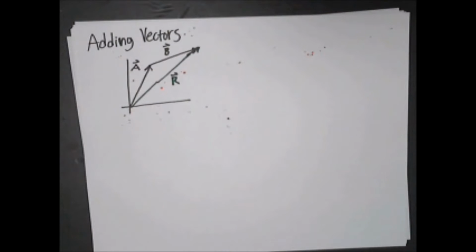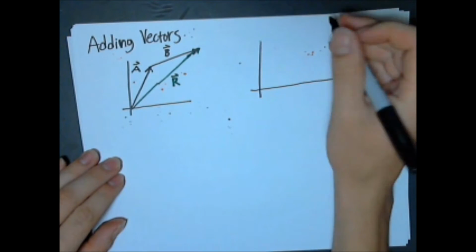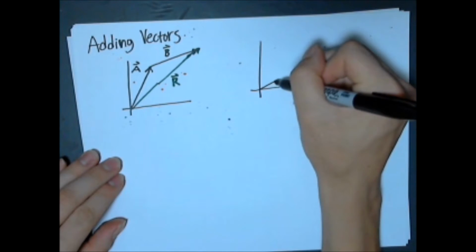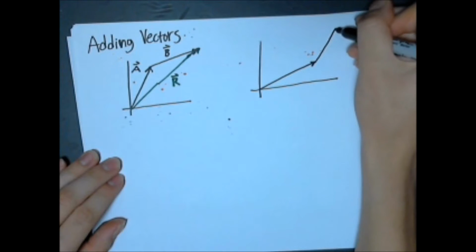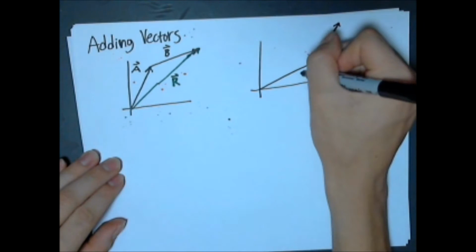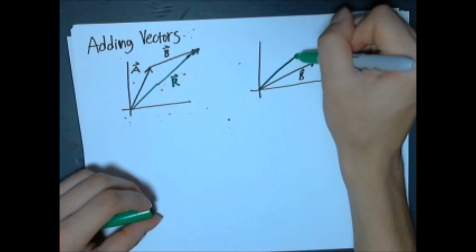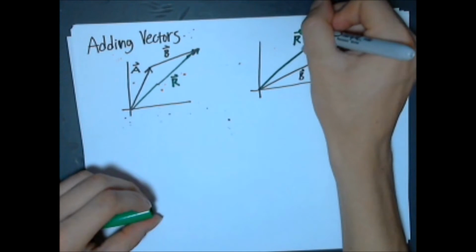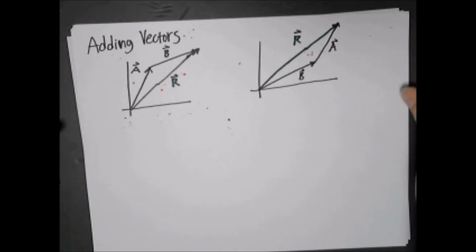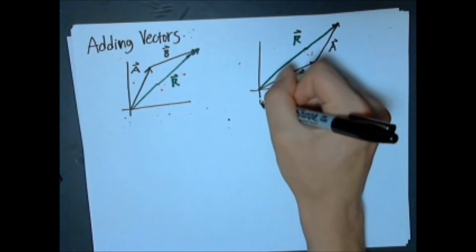Now, as I said before, you can do this in any order you like. I'll just demonstrate this real fast. So we'll draw vector B here. Then we'll put vector A at the tip of vector B. And we'll draw resultant vector R. As you might notice, we're going to get the exact same answer for vector R as before.